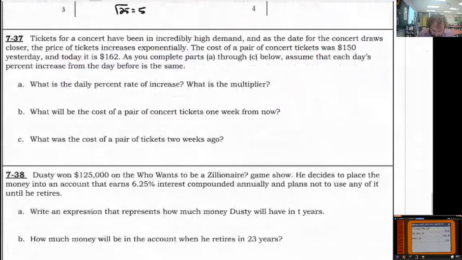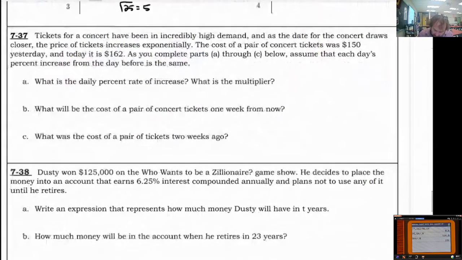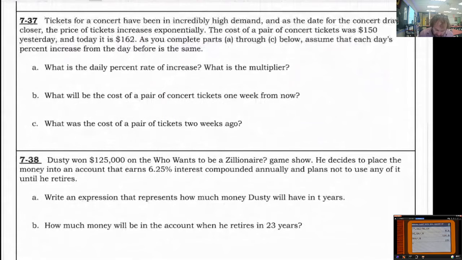737. Tickets for a concert have been in incredibly high demand. As the date of the concert draws closer, the price of tickets increases exponentially. Key words there. The cost of a pair of tickets was $150 yesterday, and today it is $162. Assume each day's percent increase from the day before is the same. So what's the daily percent rate of increase, and what's the multiplier?